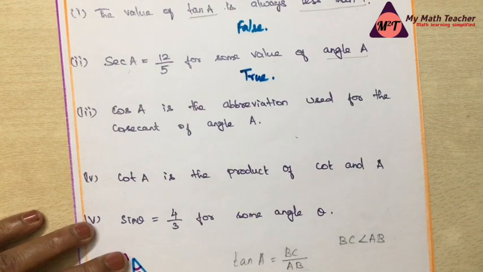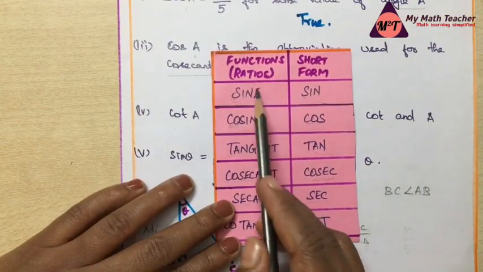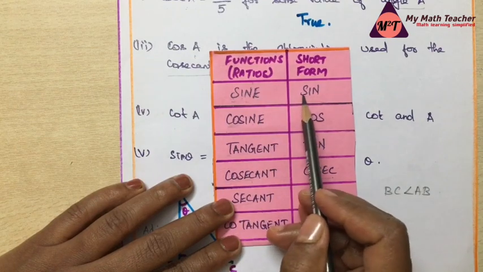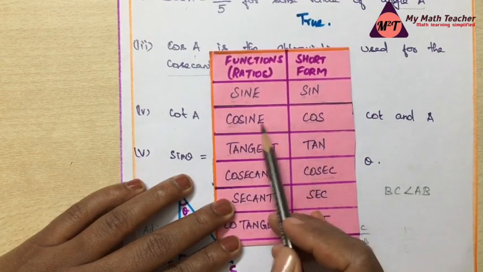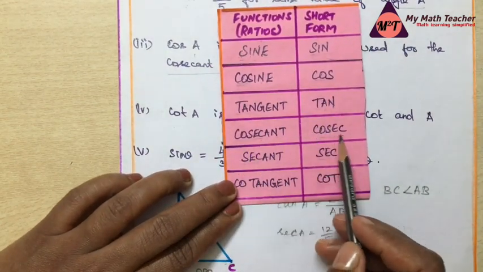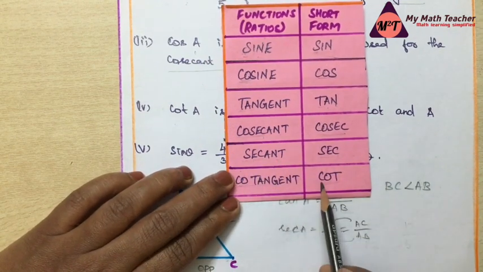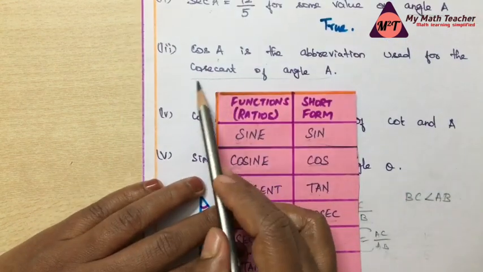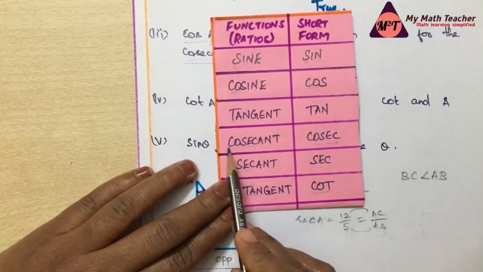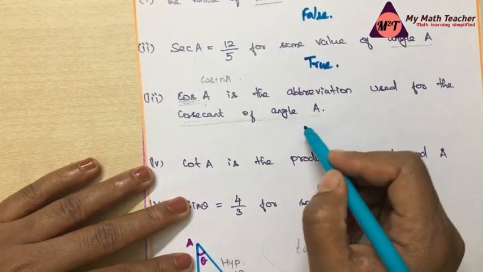Now the third one, cos A is the abbreviation used for cosecant of angle A. So let us discuss all the 6 trigonometric ratios and their short forms. Sine we write as sin. Cosine, the short form is cos. For tangent, the short form is tan, whereas for cosecant, the short form is cosec. Secant is sec and cotangent we write as cot. Now here the question says cosecant of angle A is cos. Cosecant's short form is cosec. It is not cos. This statement is false.